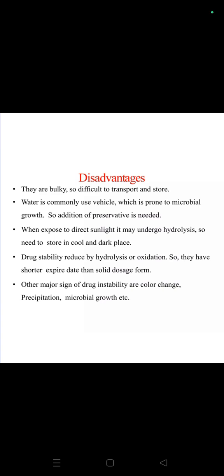They are bulky, so difficult to transport and store. Water is commonly used vehicle which is prone to microbial growth, so addition of preservative is needed. When exposed to direct sunlight, it may undergo hydrolysis, so need to store in cool and dark place. Drug stability is reduced by hydrolysis or oxidation, so they have shorter expiry date than solid dosage form. Other major signs of drug instability are color change, precipitation, microbial growth, etc.